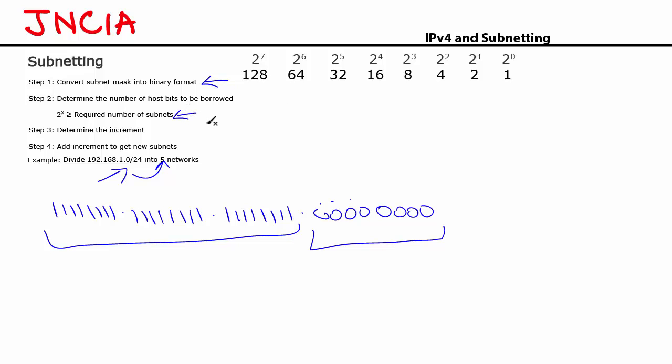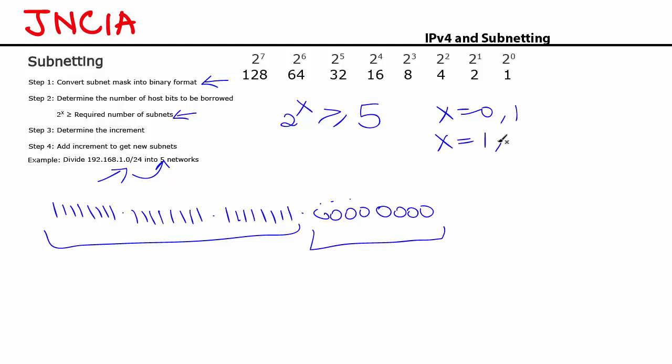2 power x is greater than or equal to the required number of subnets. X is the value that we need to find out. In our case, 2 power x will be greater than or equal to the required number of subnets, which is 5. What is the value of x that will give you this answer? Let's say x is equal to 0. In that case, we are going to get a value of 2 power 0, which is 1. That's not what we want.